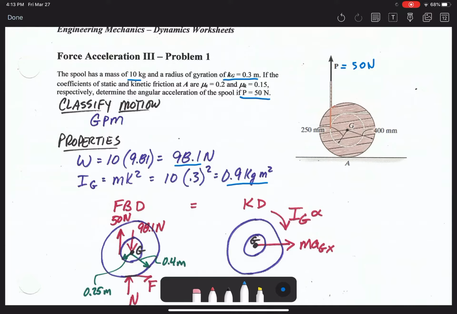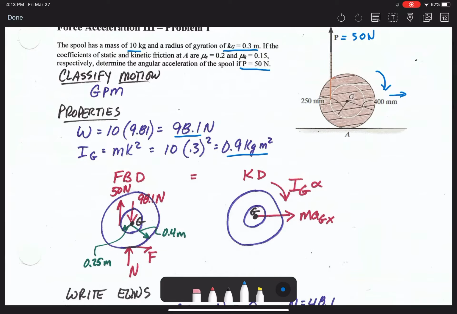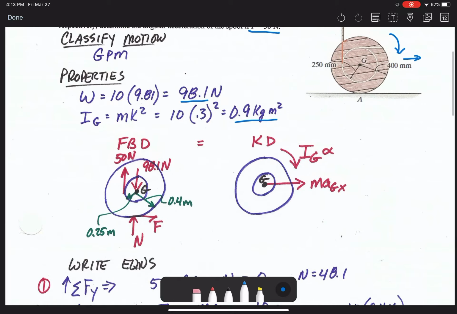So the body will be a GPM, and as you can see, applying the force P going up will tend to rotate clockwise and move to the right. And with that, we can go ahead and draw the diagrams. In this case, only one body, so you draw two diagrams for the wheel: one is the free body diagram and the other is the kinetics diagram.